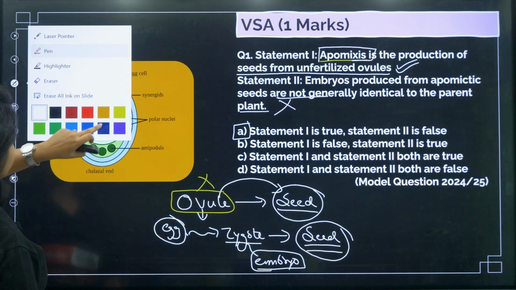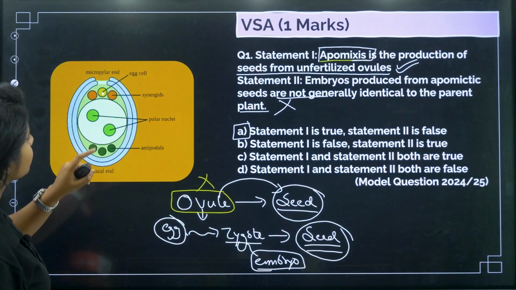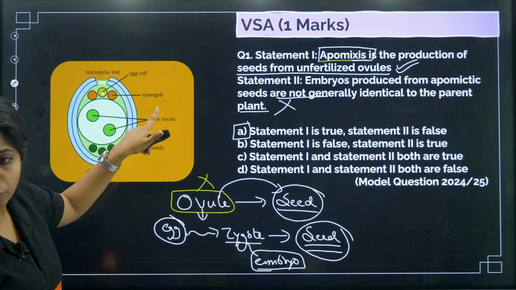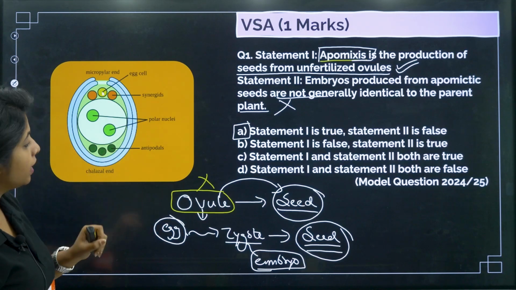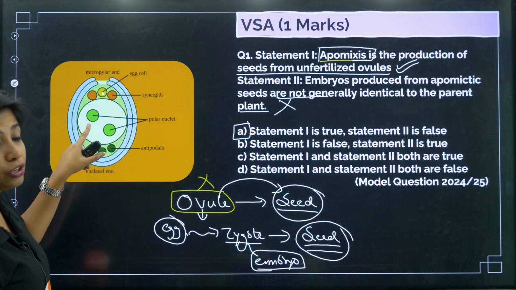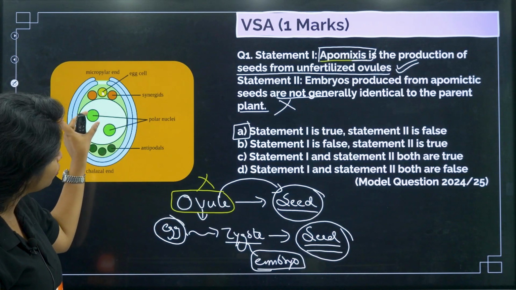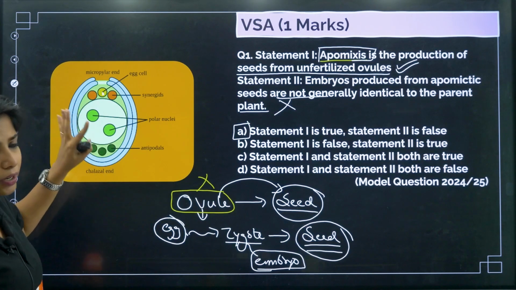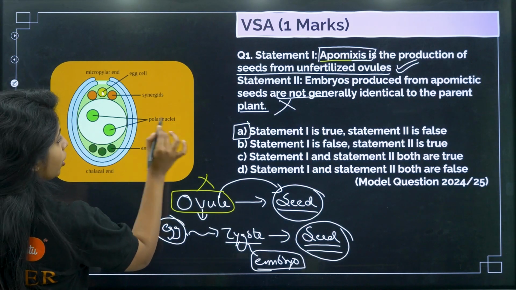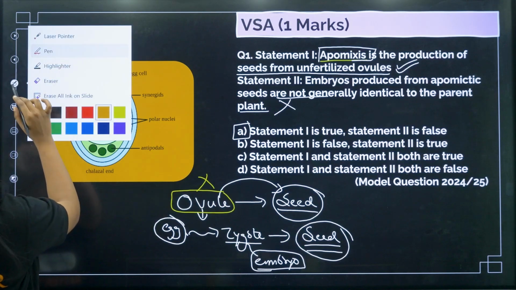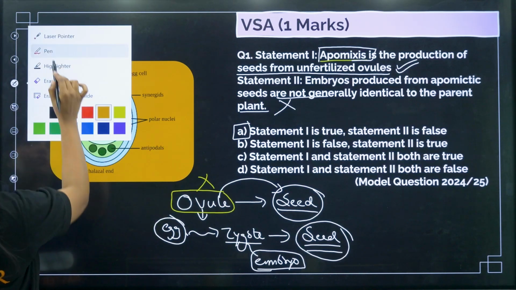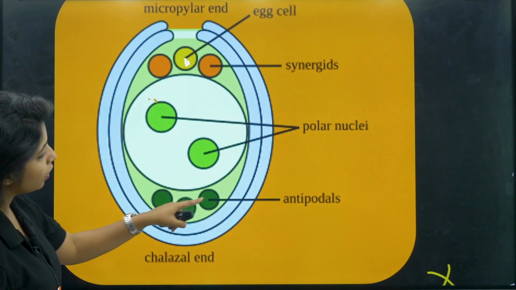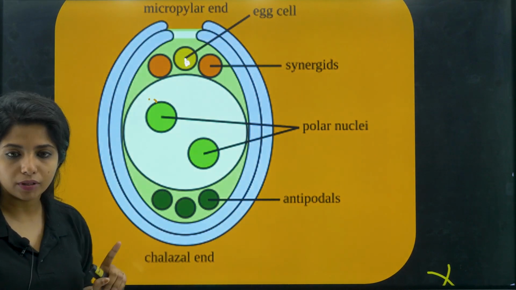So what happens is that in the embryo sac, you have the egg cell, and then you have two other cells which are known as synergids. And then over here, you have two nuclei. They are not cells. The two nuclei present are known as polar nuclei. Even though it is shaded like this, it's not a cell. They are two polar nuclei which stay in the middle. And at the end, you have three other cells which are known as antipodal cells.